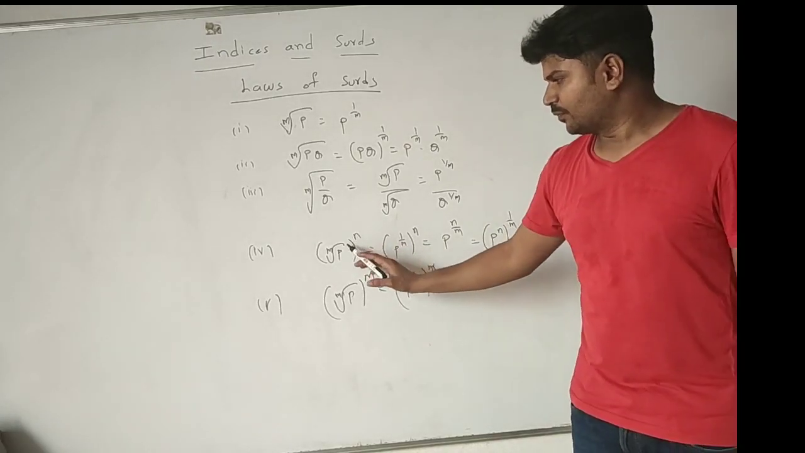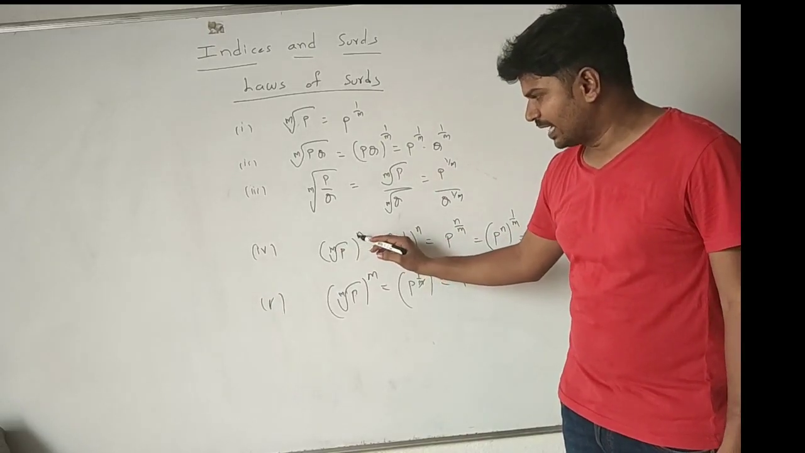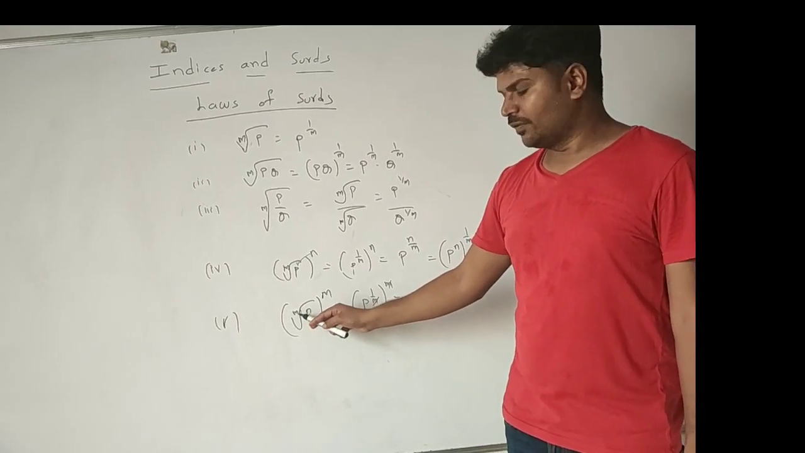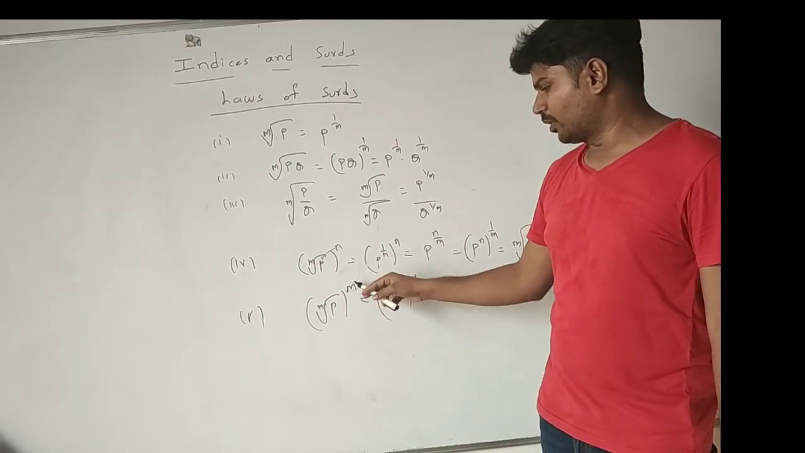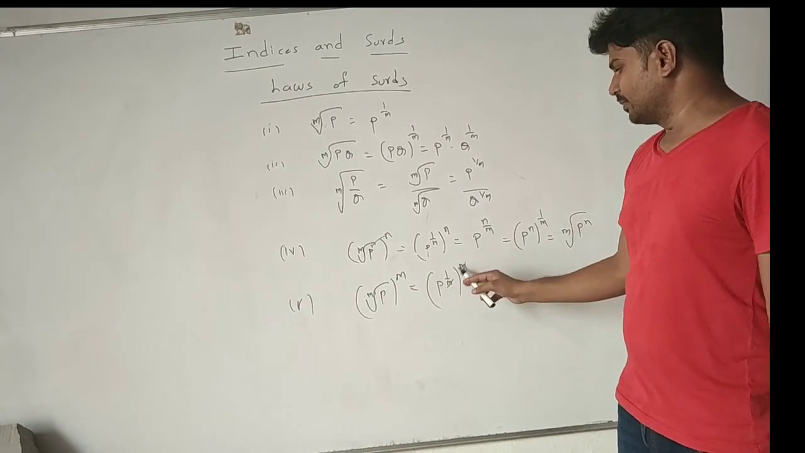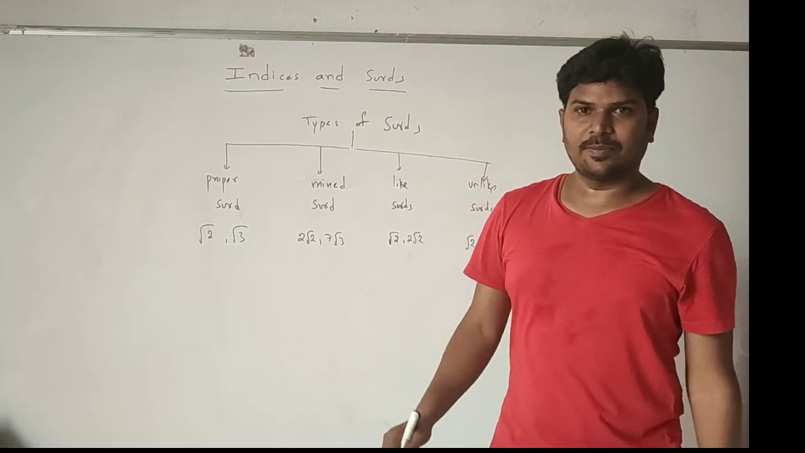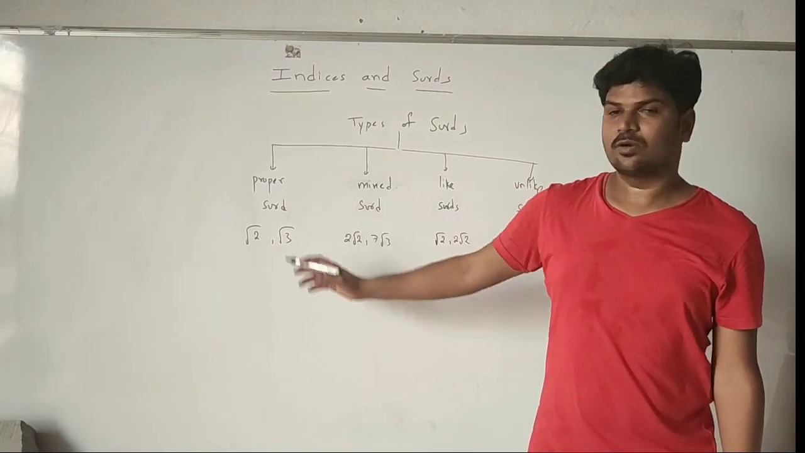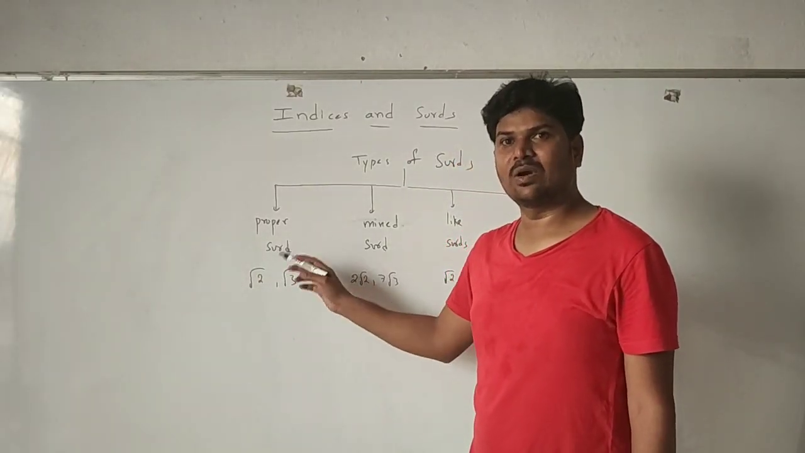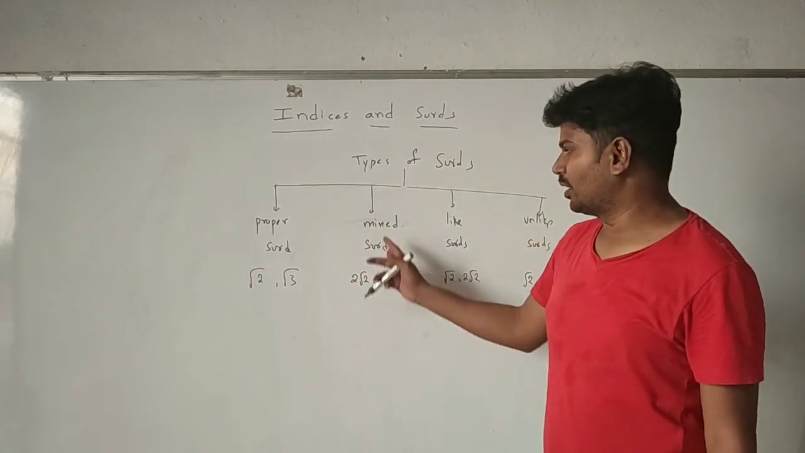So it means that if the mth root of p whole power n is there, it can be replaced with the mth root of p to the power n, where n goes inside. If p is of order m and has whole to the power of m, then as p is to the power 1 by m and this m gets cancelled, it becomes p. Let's discuss the types of surds. First, proper surd. If the factor of the surd is only 1, then we call it a proper surd. And if the factor of the surd is not 1, then we call it a mixed surd.